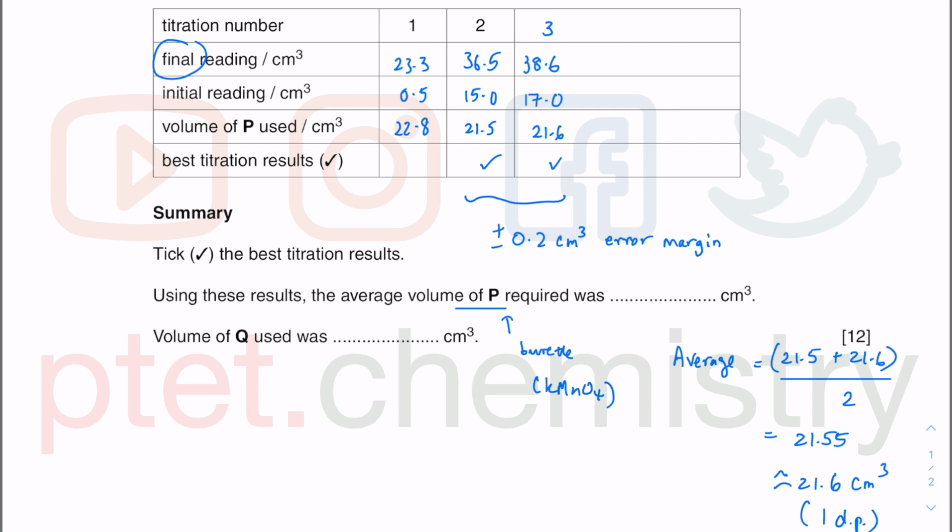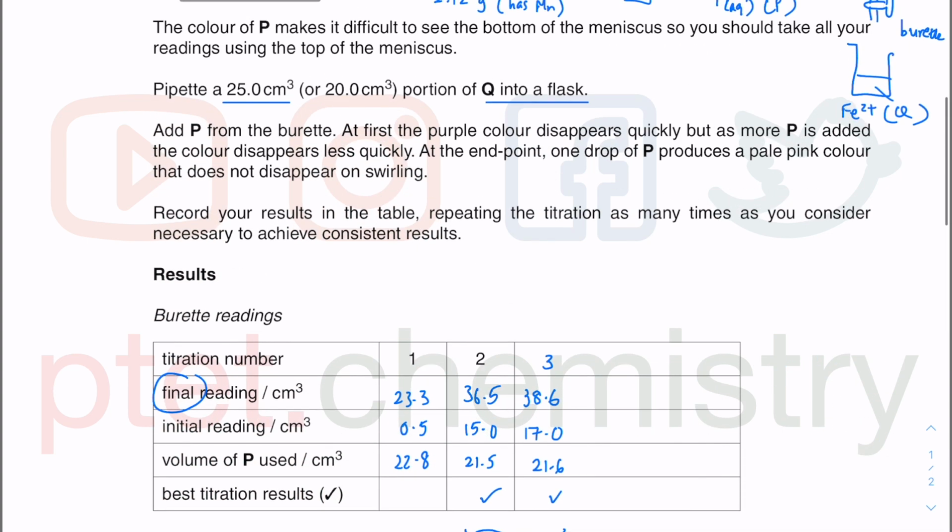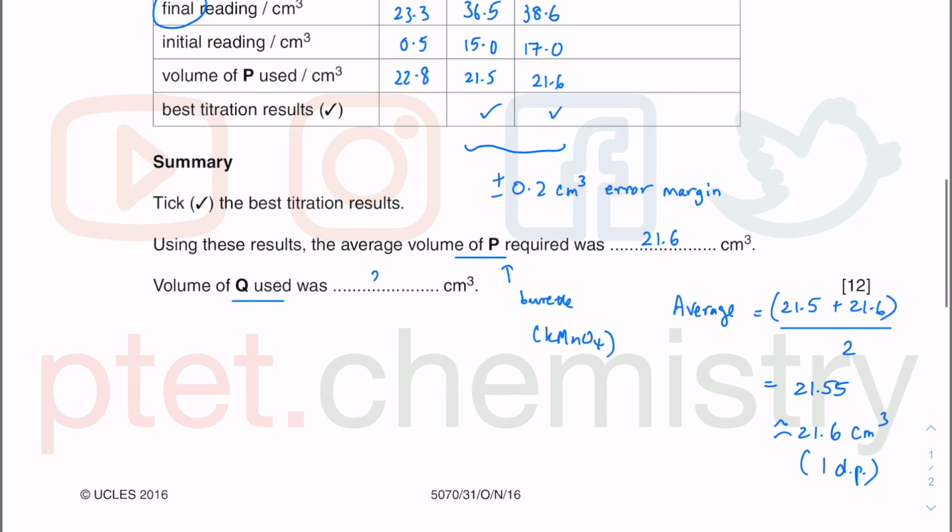It also has to be 1 decimal place for an appropriate number of significant figures for a burette titer. The volume of Q used, that was from the pipette. If you look at the reading from the pipette, it was 25.0 cm³, to 1 decimal place. Fairly accurate apparatus, this pipette, because it can't measure any other volume apart from the fixed volume that it was designed to measure. 25.0 cm³, that was the pipette I used in this experiment.